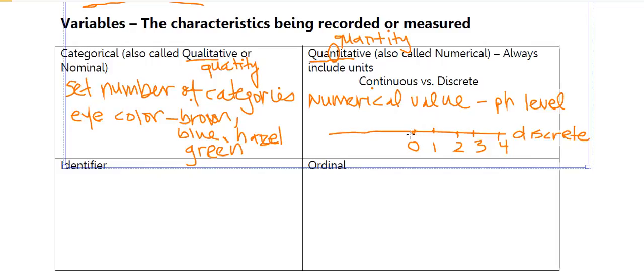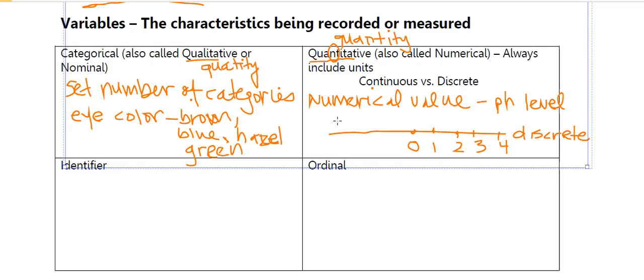So a discrete value, think of shoe size. Shoe size might be 10, 11, 12. It could be 10 and a half, so you could go on the half sizes. Still discrete though, because you wouldn't have 10.25, 10.333. That is discrete.